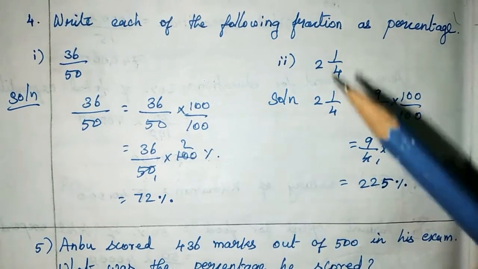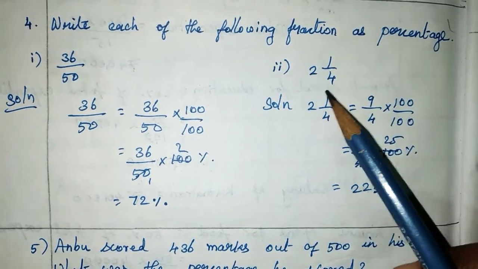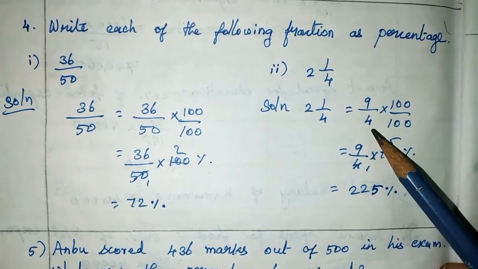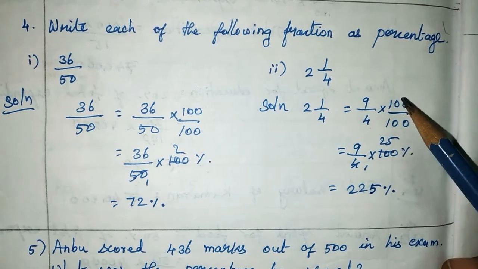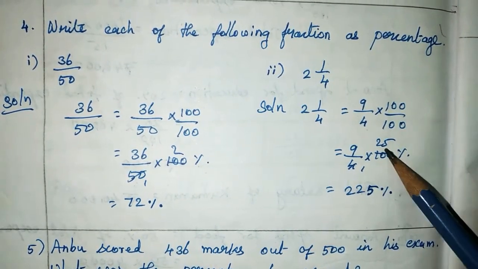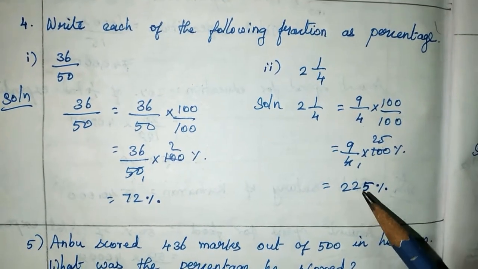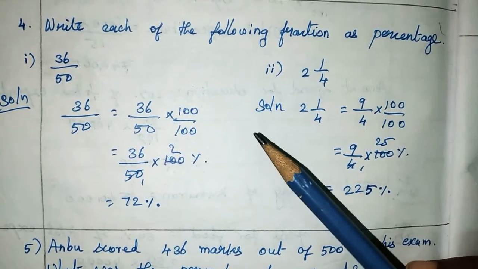Let's see one more sum in that problem. 2 1 by 4. Since it is a mixed fraction, first you have to convert it into an improper fraction. Then you have to change the denominator to 100. Then 100 by 100 can be written as 100%. Then we get the answer as 225%. Like that, we have 3 more sums in that problem. You have to finish those problems also.